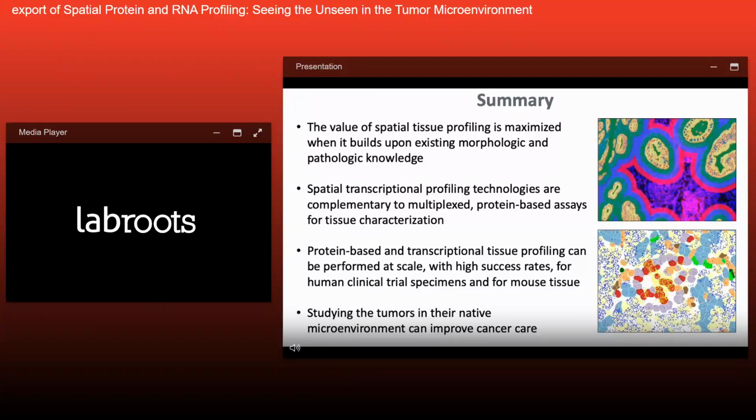And perhaps most importantly, I hope I've been able to convince you that studying human tumors in their native environment in patients can actually improve cancer care. And this really allows us to do our thinking about how tumors are modified by either targeted agents or chemotherapy or immune modifying agents in people, and to understand how that biology is directly working in the context of clinical trials.